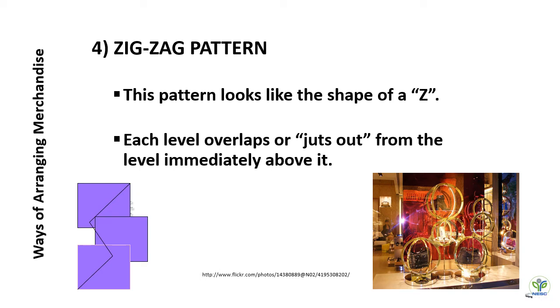The fourth type is the zigzag pattern. This pattern looks like the shape of a Z. Each level overlaps or juts out from the level immediately above it. The zigzag pattern is like the step pattern, except that it does not build up to a point at the top, but each level overlaps or juts out from the level immediately above it.